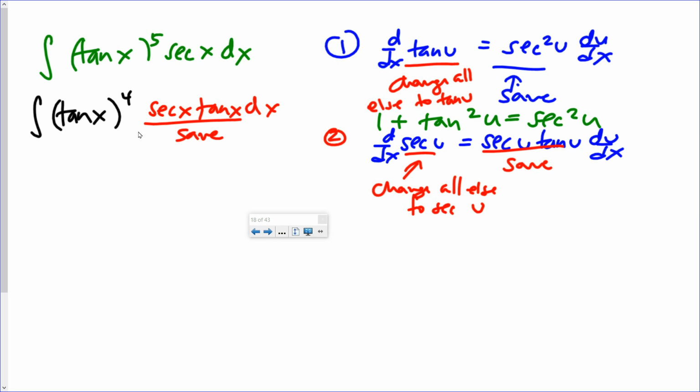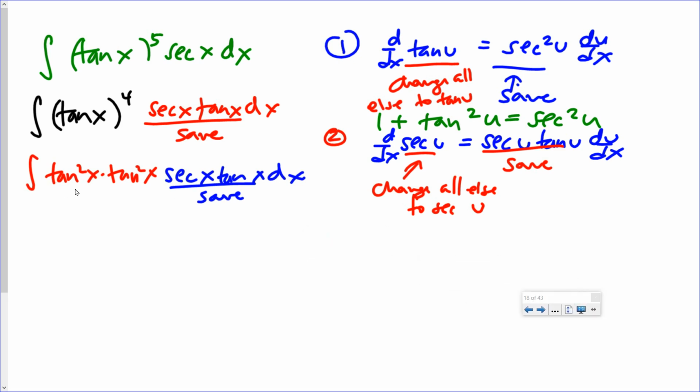So then the goal is, remember, let's look at this goal. If I save a secant tangent, what do I have to change everything else to? Secants. So I save this, I change all of this to secants. Now, how do I change a tangent to a secant? Or how do I change 4 tangents to a secant? 2 tangents. Do you see that? I have to change it to 2 tangents. So this right here is going to be tangent squared x times tangent squared x times secant x tangent x dx. Remember, I'm going to save this, so I'm not going to change this one up.